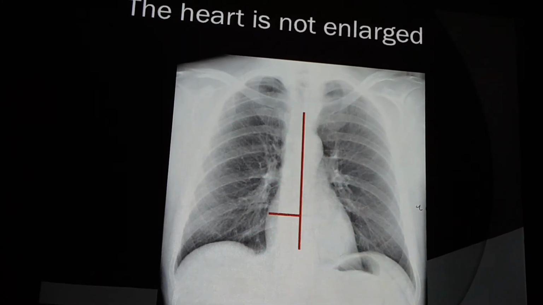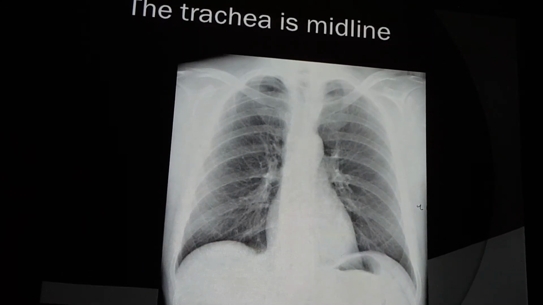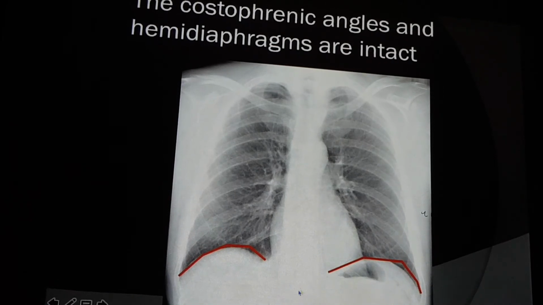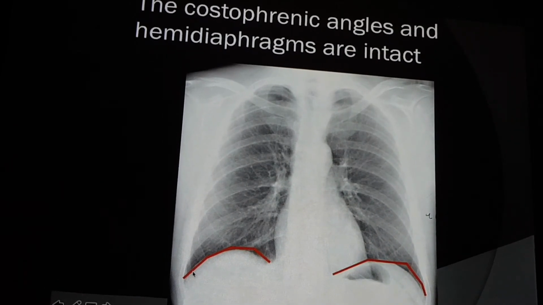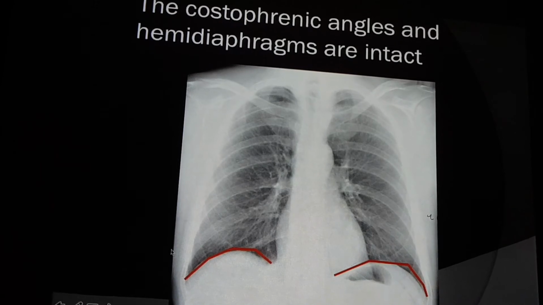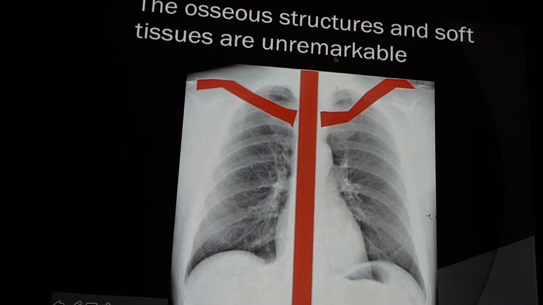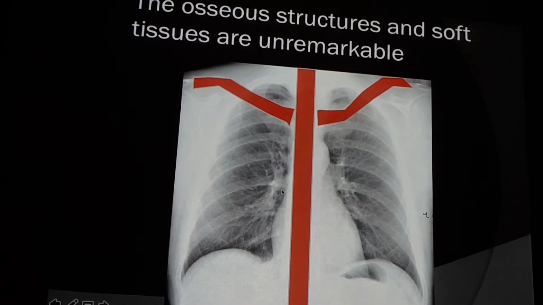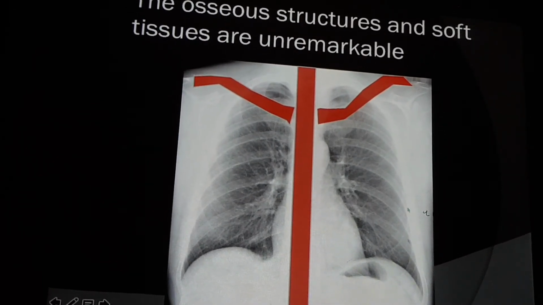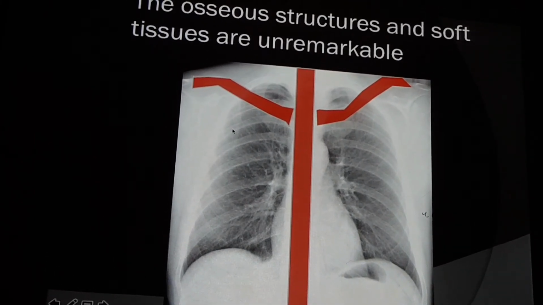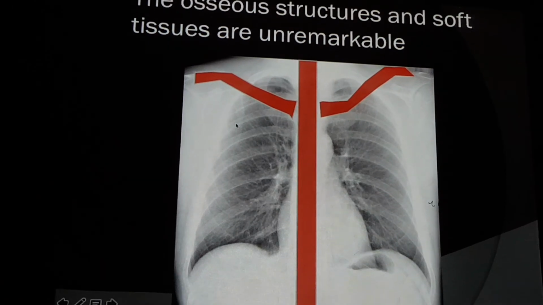The trachea is midline, or the trachea could be deviated because you have a mediastinal mass. Costophrenic angles and hemidiaphragms are intact. They could be obscured because of pleural effusion, which is why you have to mention that. And then you look at your osseous structures. Are there any fractures? You might miss rib fractures, clavicular fractures, and so on and so forth. Are there metastases? These are the things that you look for.